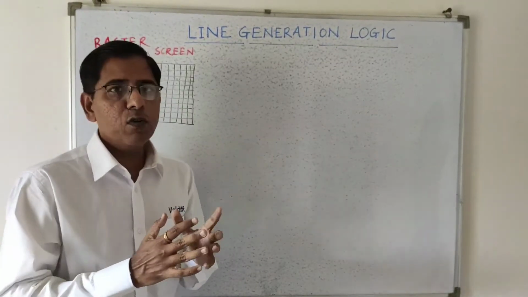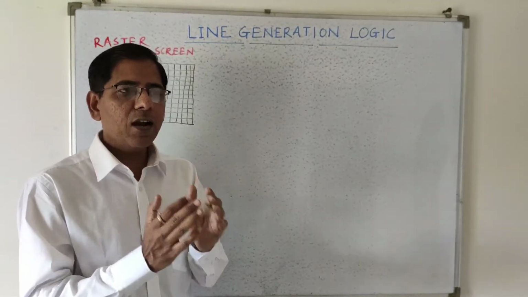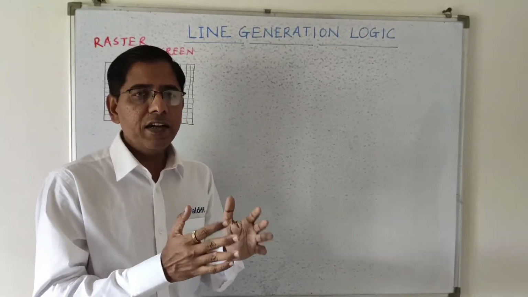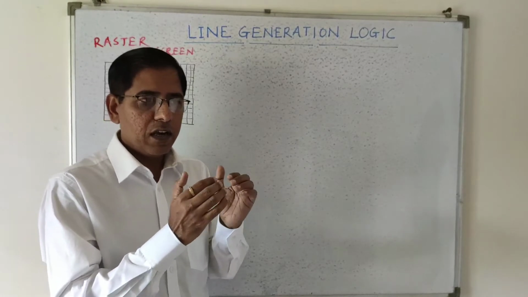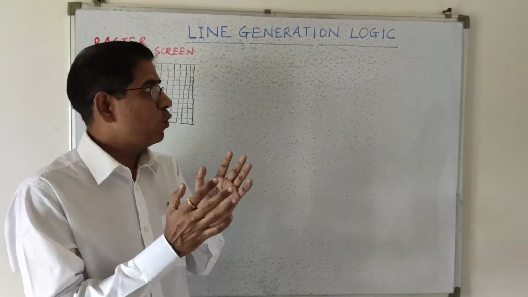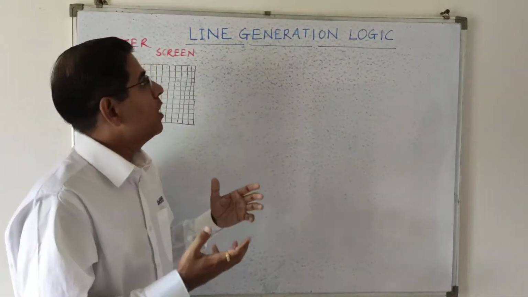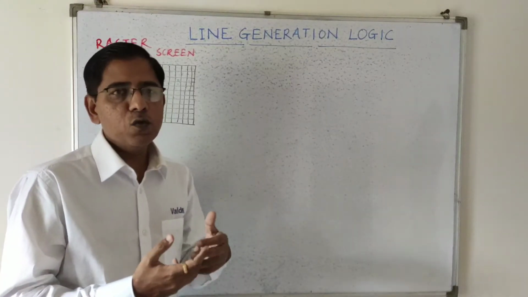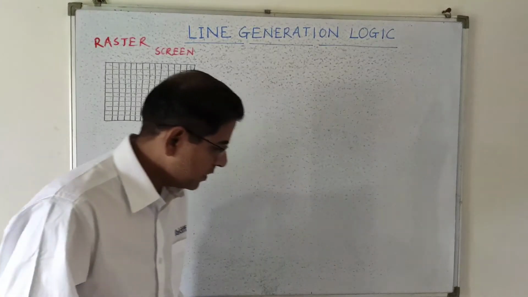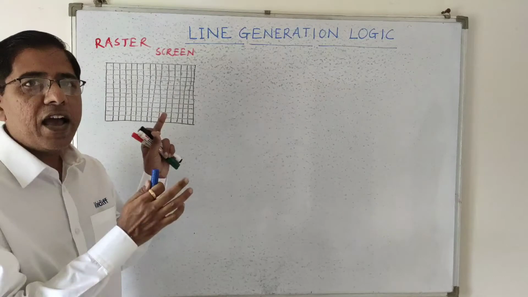Now from today onwards we move on to software development, how any CAD software is developed. The first and the very basic entity of any CAD software is the point and the line. So in today's session we are going to see how different logics are used for line generation. Before moving on, let us see how a line appears on a screen.